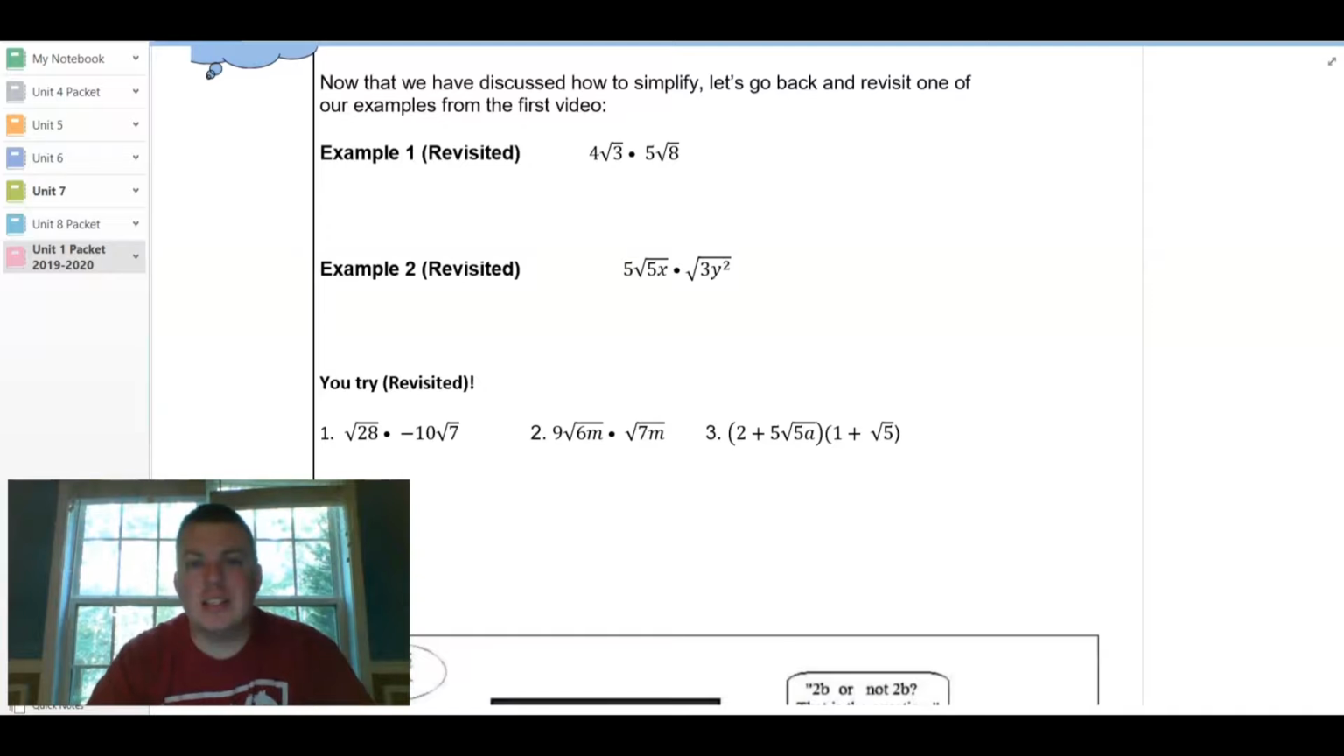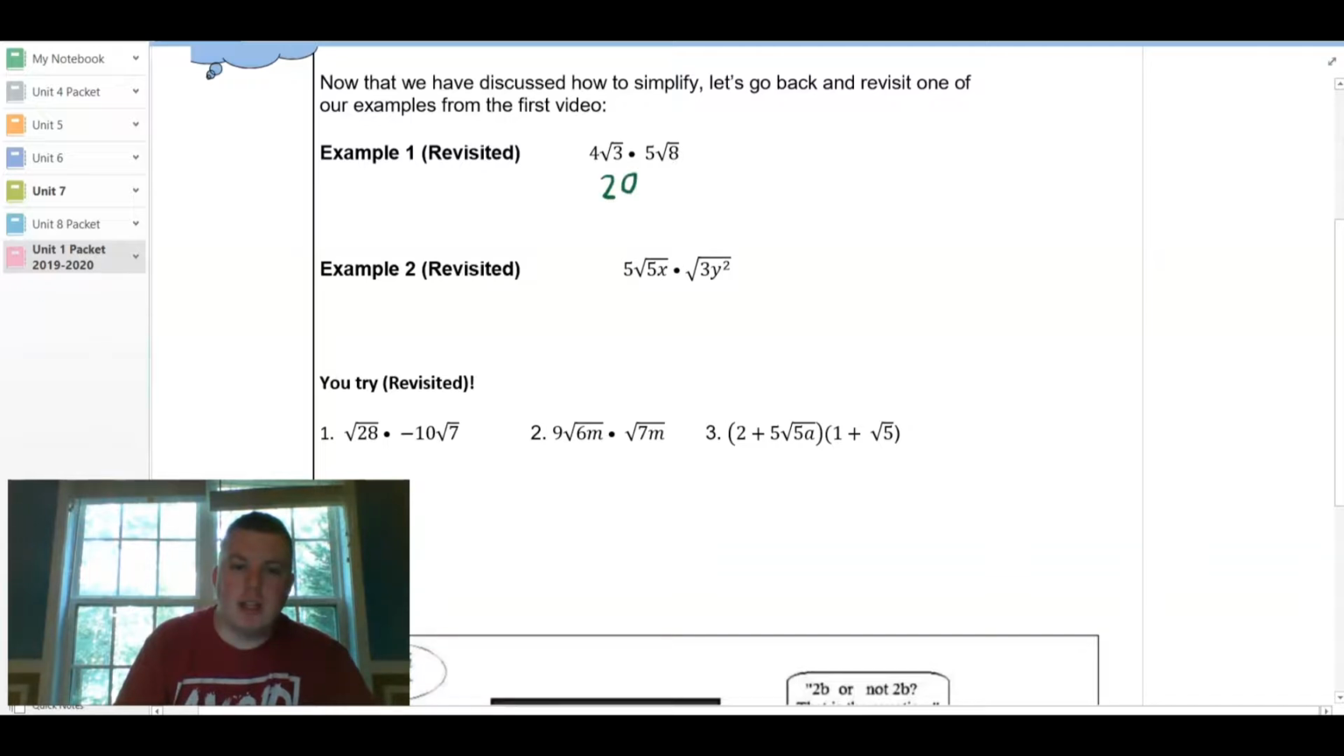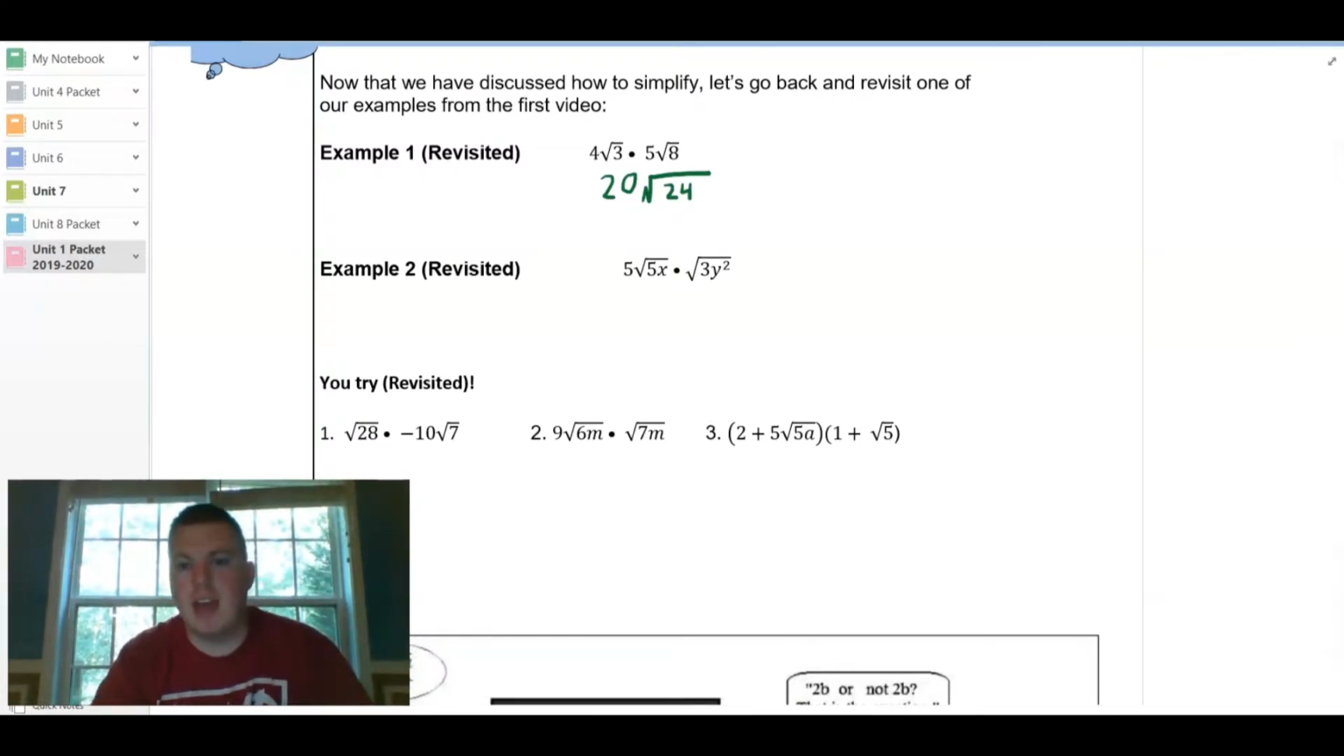Alright, so we're going to look at those examples we looked at in example 1. So just to go through example 1 again real quickly, when we multiply radicals, we multiply the coefficients together, so 4 times 5, and that's going to give me 20. And I multiply the radicands together. Those are the two numbers underneath the radical. 3 times 8 is 24. So in video 1 we stopped there. But now you guys are smarter. You guys know how to do simplification. So we're going to do that process that we did in video 2 to this answer.